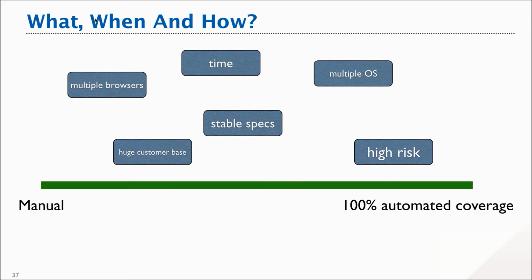The specification should be stable as well. If you're doing some kind of very agile approach, this might not work, because if your specifications change in every new sprint, you don't want to rewrite all those tests, of course. Also the customer base: the more customers and the more different kinds of browsers, the more you need to test, and the more you go towards this 100%.